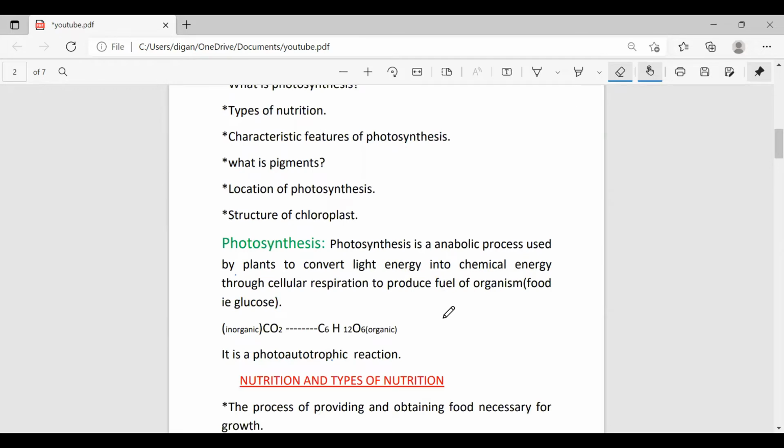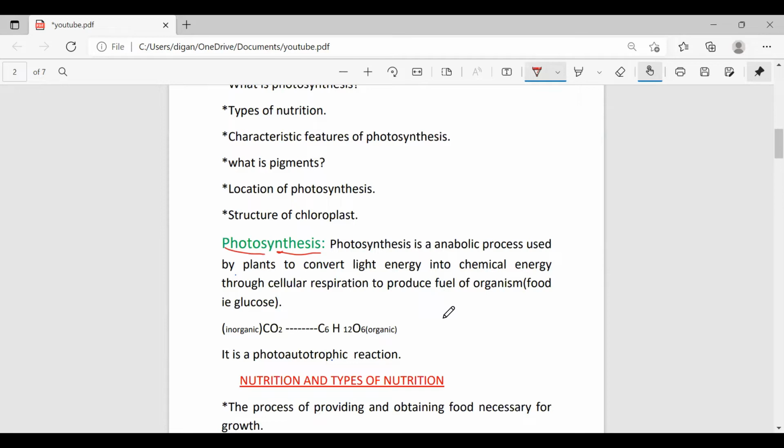What is photosynthesis? First you have to remember that from the name we can understand: photo means light and synthesis means to make. So by the help of light energy, when food is made by themselves, that process is called photosynthesis. So for the definition of photosynthesis, you can write like that.